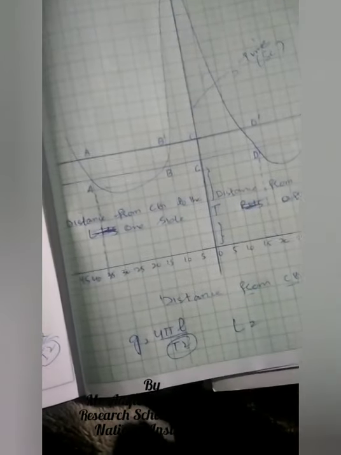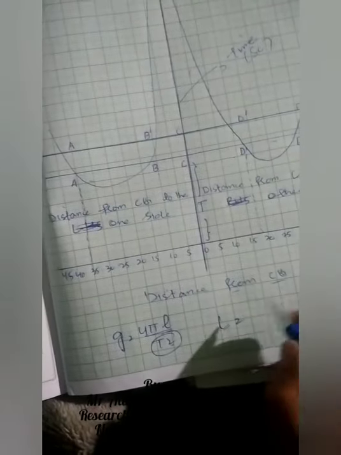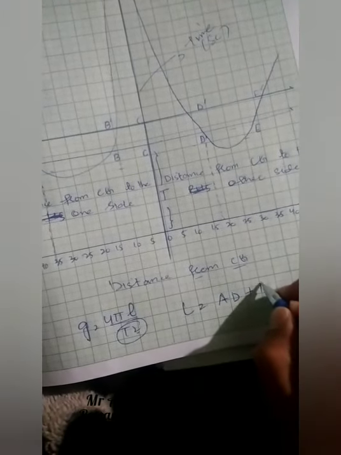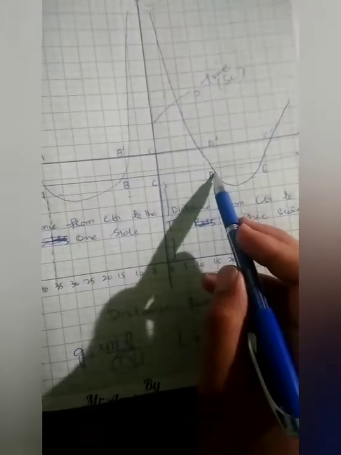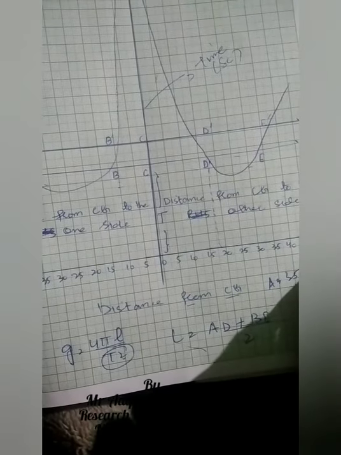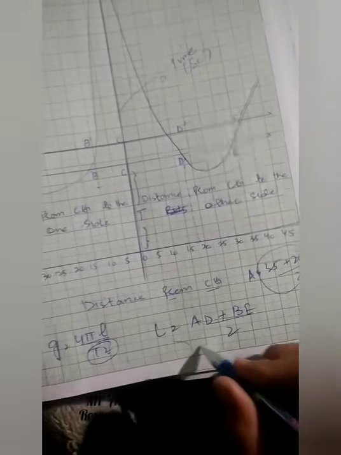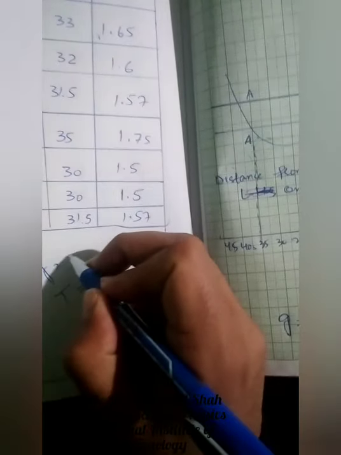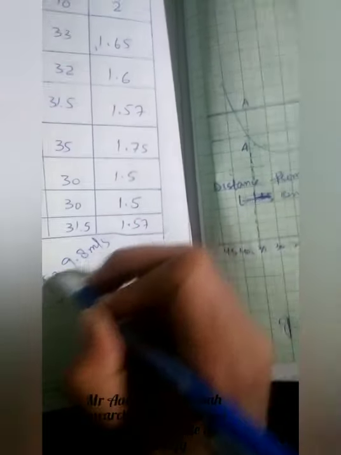Now L will be AD plus BE divided by 2. So here AD is 35, and the other is 20, so 35 plus 20 divided by 2. From here we will get the value of L, and we will substitute this L here. So we will get the value of g approximately 9.8 meter per second square.